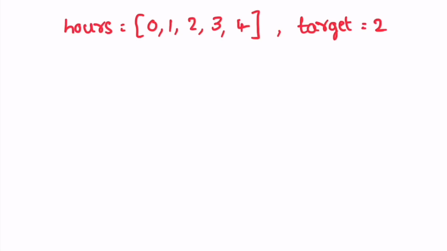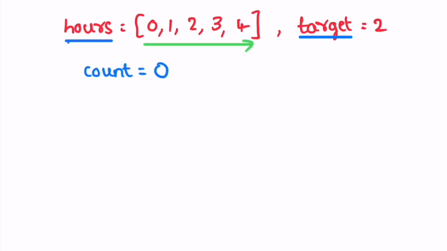So I've taken the same example given to us. This is the hours array and this is the target, which is an integer variable. Let's count the number of employees who are meeting the target. For that I'm going to declare a variable count, which will be our final answer, and initially it is 0. Now using a for loop I'm iterating through the hours array from left to right. We're going to start from this element and end at this element.